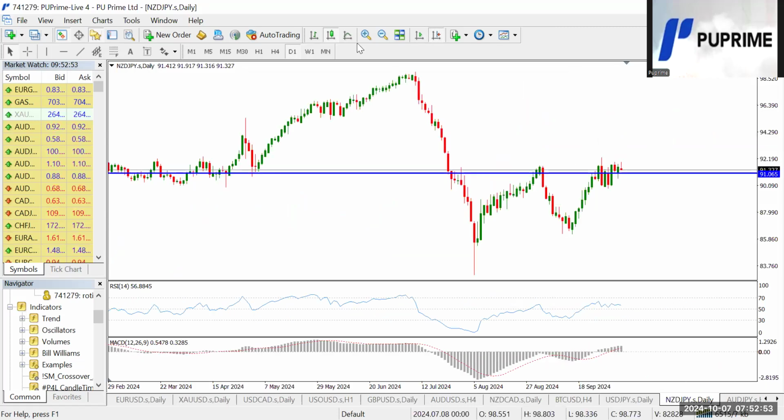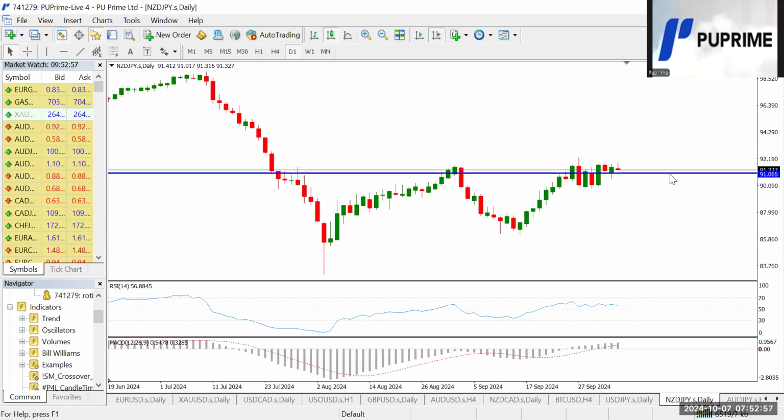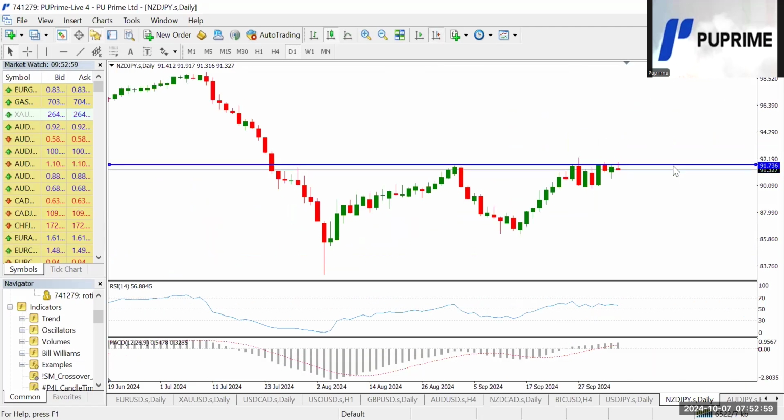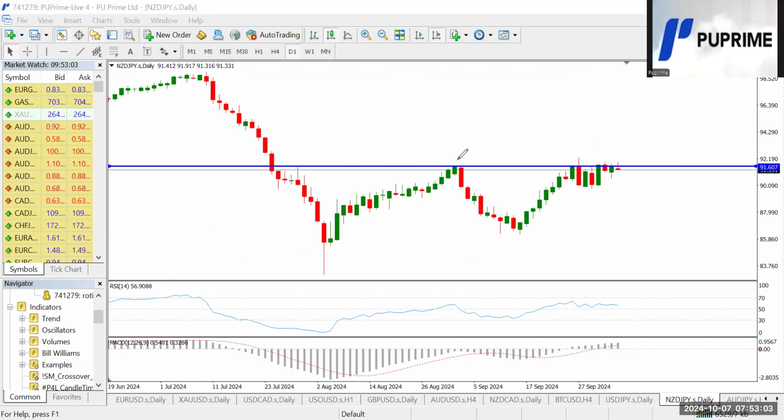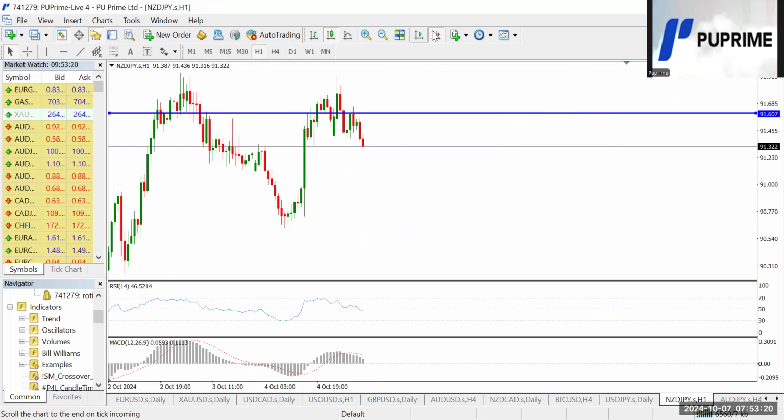Now for the New Zealand JPY, this is what I'm seeing on the daily time frame. I can see that price hit a resistance level on Friday, and even today price has hit that resistance level again. This one is the daily time frame, so we can safely go down to 1 hour.